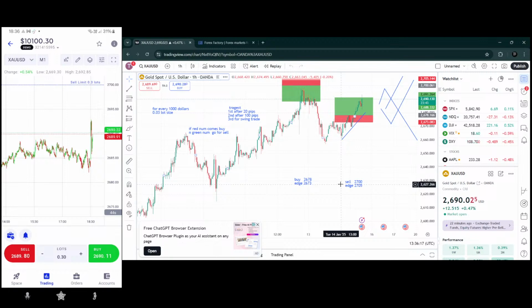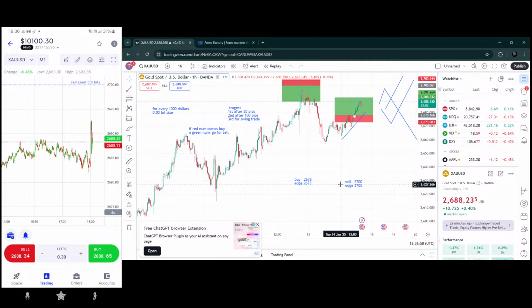So our second setup is on the sell side at 2700. Market is on 2689.68, because the market has to hit 2700 if it wants to go above 2700. If not, the market can reject from here and go on the downside.